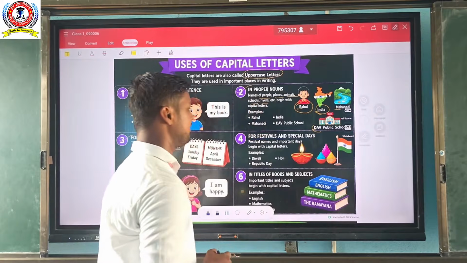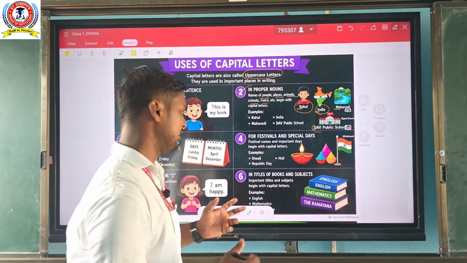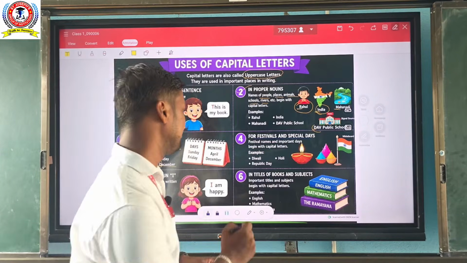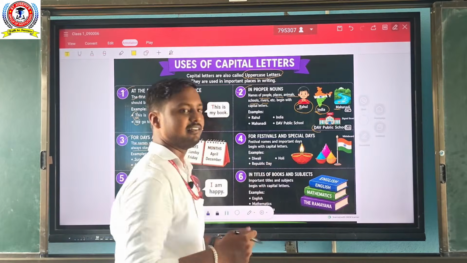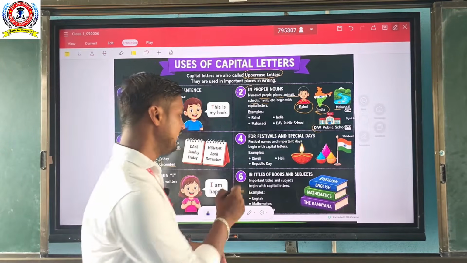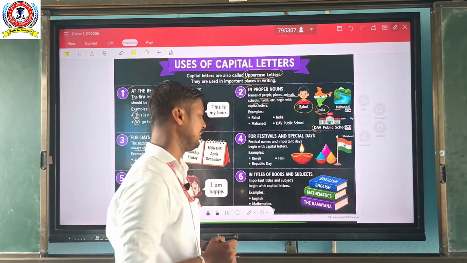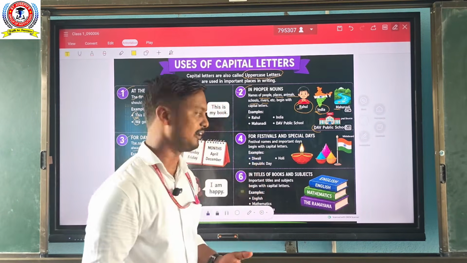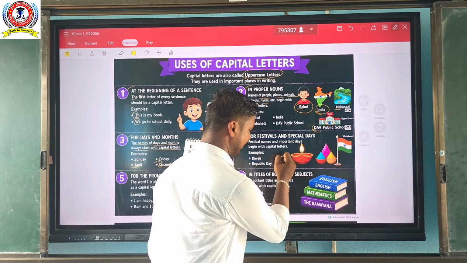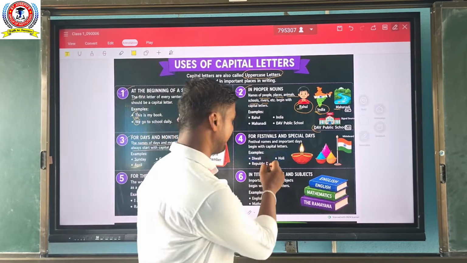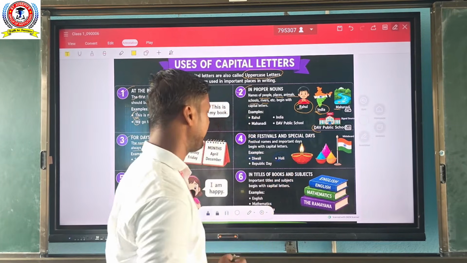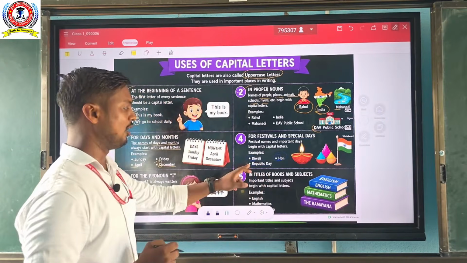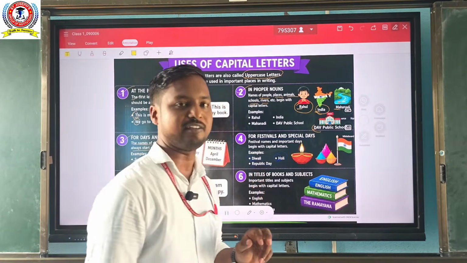Then festivals and special days. There are so many festivals in your country. Festival names and important days begin with a capital letter. Diwali is the festival of light. Whenever you write Diwali or Deepavali, you have to use D as a capital letter. Holi is the festival of colors, and the first letter H must be a capital letter. Republic Day is a national day, and the first letter R of Republic Day must be a capital letter.